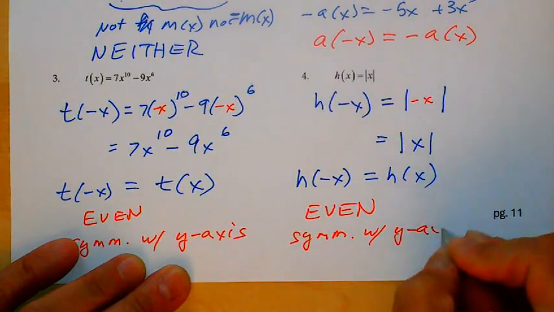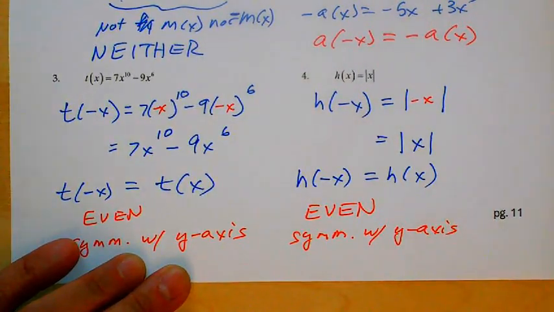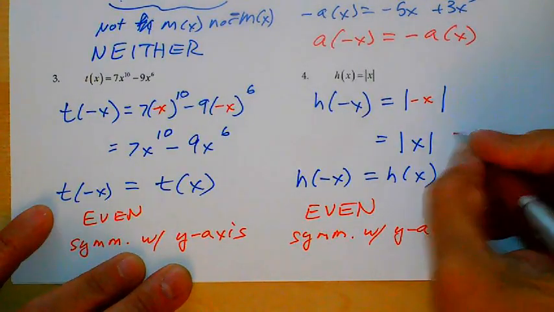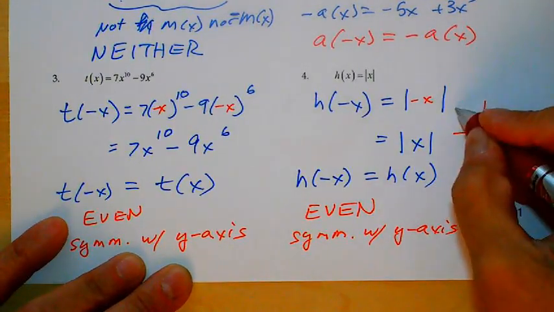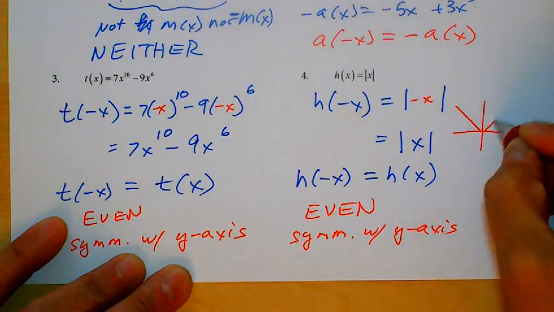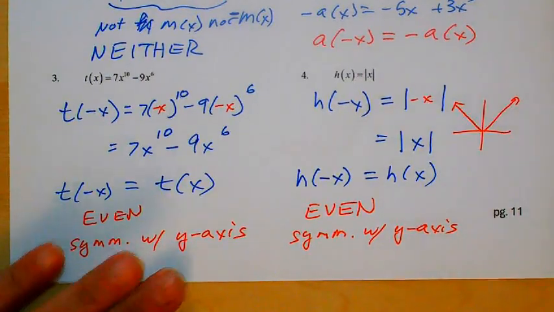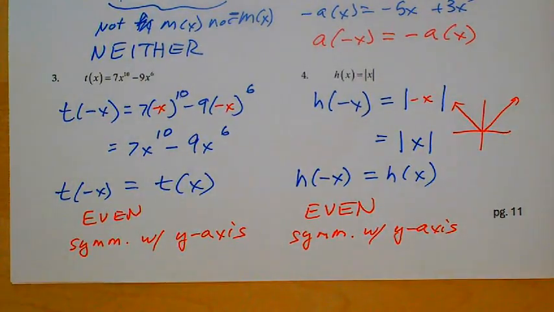And just as a little added bonus, I think a lot of us remember this shape here from Algebra 1, V for value, V for victory, and we'll be seeing that shape certainly in the future, but it's definitely symmetrical with the y-axis. All right, that's all about even and odd functions.